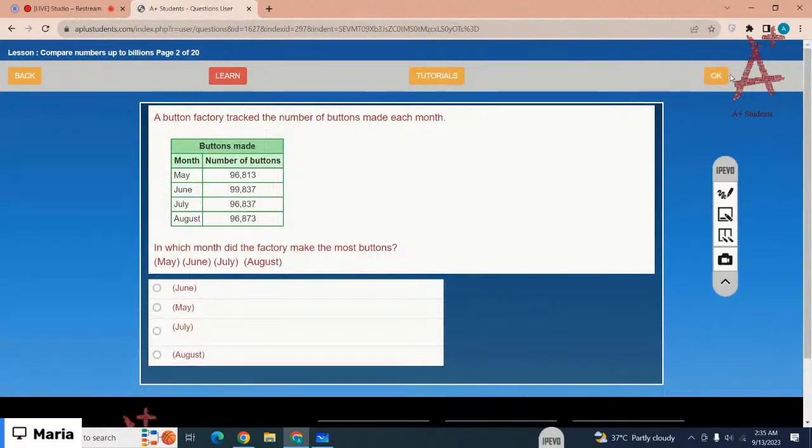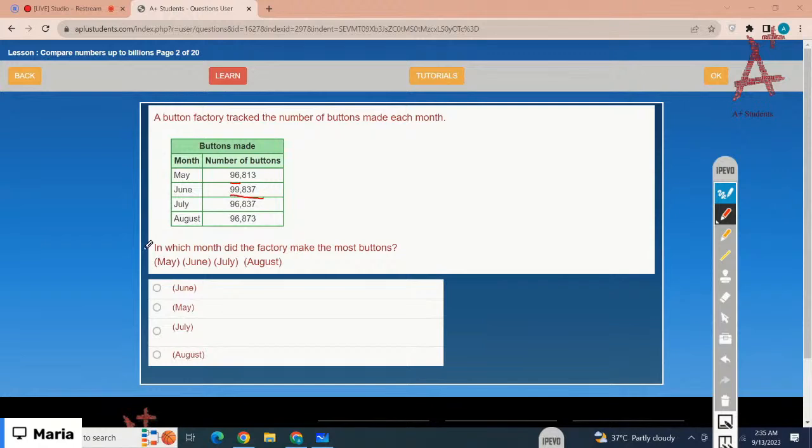Okay, the next one: a button factory tracked the number of buttons made each month, right? In which month did the factory make the most buttons? So you have to see the greatest value, which number is greatest, right? Okay, let's just look at the numbers. All of them have five-digit numbers, right?